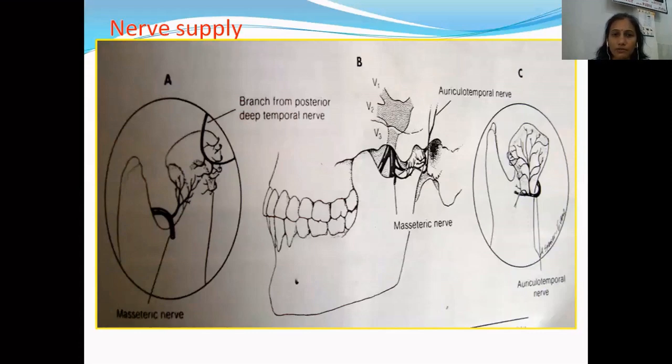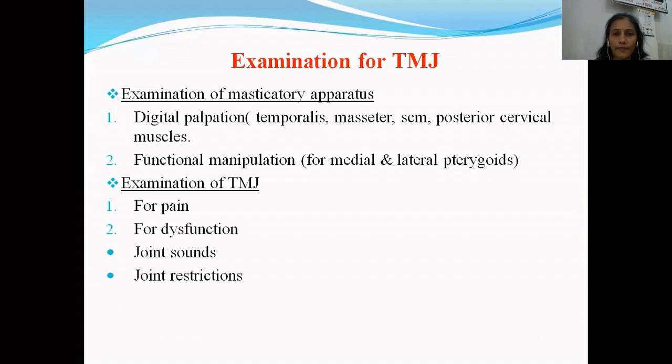One is the masseteric nerve, which is branched from the posterior deep temporal nerve, and the second is the auriculotemporal nerve. So this is about the functional anatomy. Coming to the examination of the TMJ, here we have to examine both the joint as well as the muscles, that is, the masticatory apparatus.